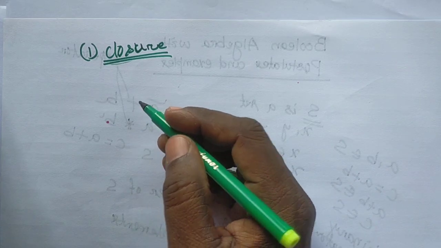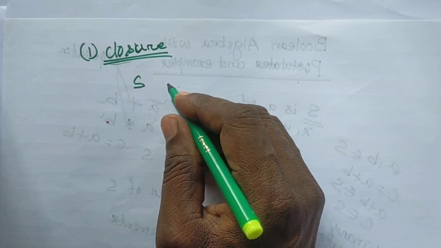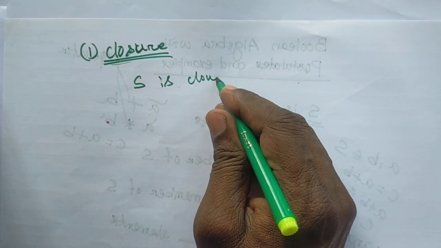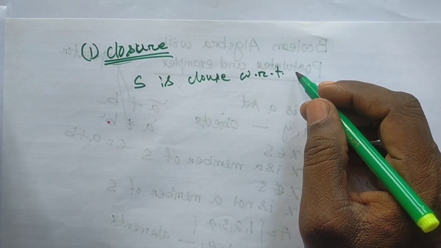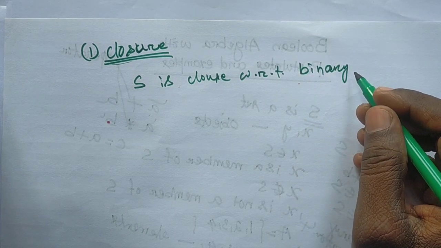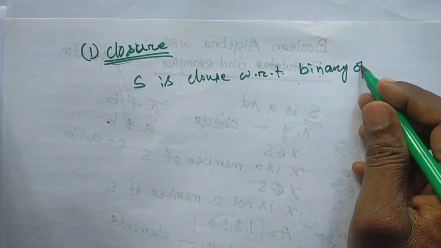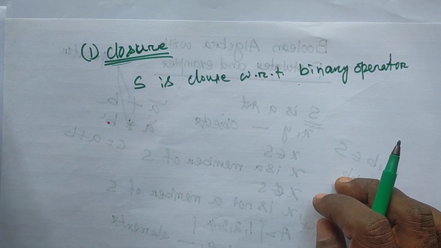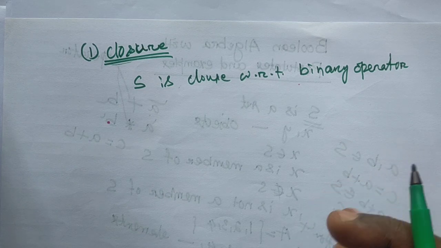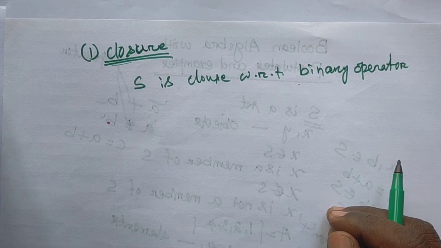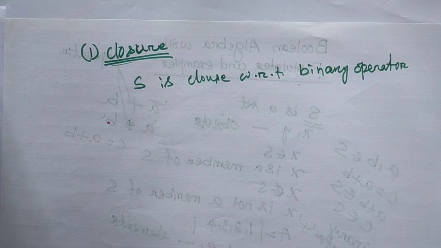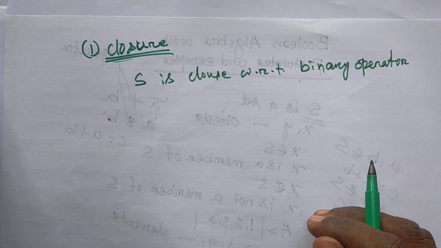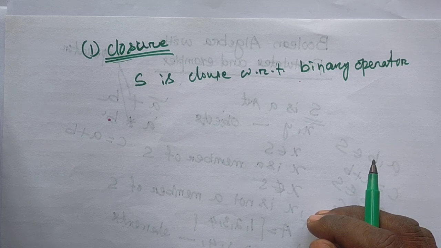Suppose S is a set, which is said to be closed, or a closure, with respect to a binary operator, which we can consider as our choice, if for every pair of elements of S, the binary operator specifies a rule for obtaining a unique element of S. As we discussed just before, whenever we apply an operator on a set and the resultant value also belongs to that set, then it satisfies the binary operator, otherwise not.